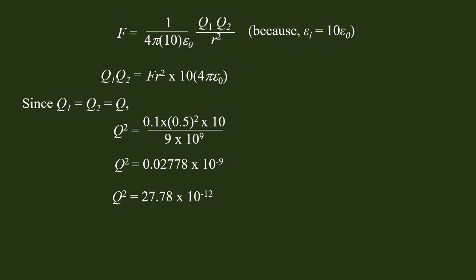2 square is equal to 27.78 into 10 to the power minus 12. Then taking the square root, 2 is equal to 5.27 into 10 to the power minus 6.